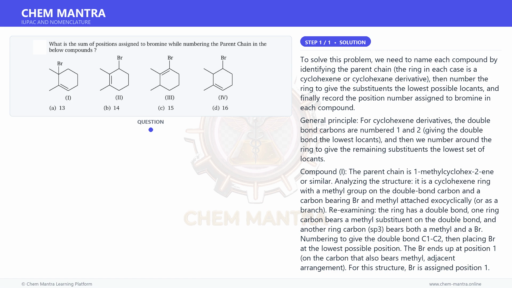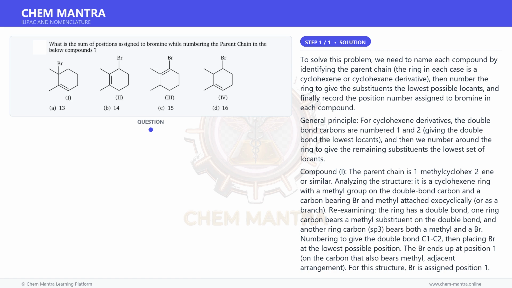Compound 3 is similar to 2, but the ring is differently substituted, with both methyls and Br on the double bond carbons of a cyclohexene. Numbering gives Br at position 6 or another position. For this fully substituted cyclohexene with Br at the top sp2 carbon and methyls at both sp2 carbons, proper IUPAC numbering, lowest locant set, places Br at position 6.